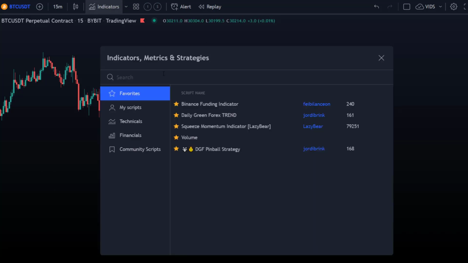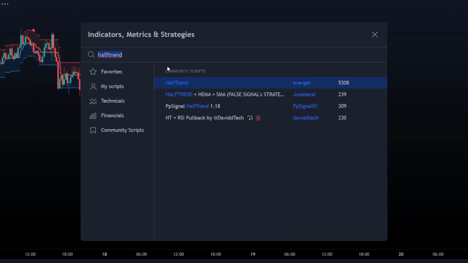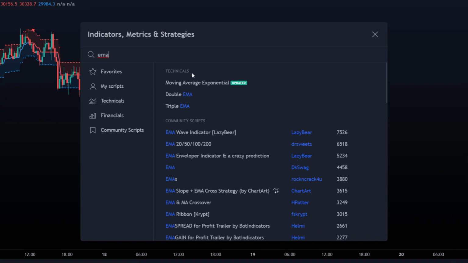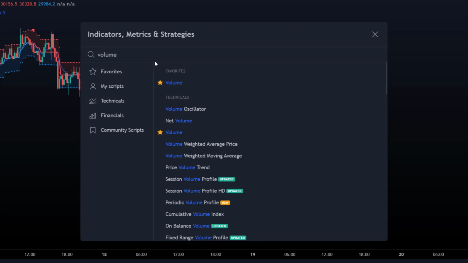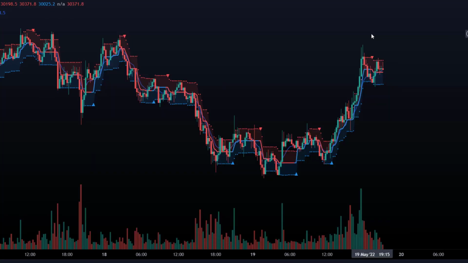The first indicator we fill in on the analysis platform TradingView is the half trend. The second indicator I use is the EMA or exponential moving average. And the third one I use is the standard volume indicator. If you have added all the indicators, your chart should now look like this.